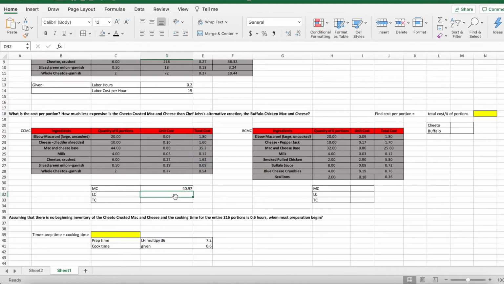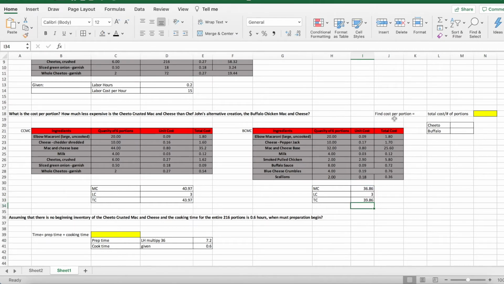Next is the labor cost, which is 0.2 times 15. And the total cost is the material cost plus the labor cost. And now we're going to do that for the buffalo chicken mac and cheese. So again, the labor cost is 0.2 times 15. And the total cost is just the material cost plus the labor cost.